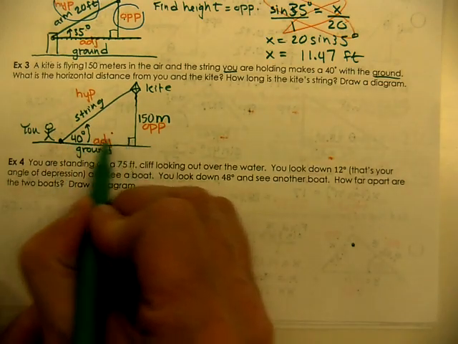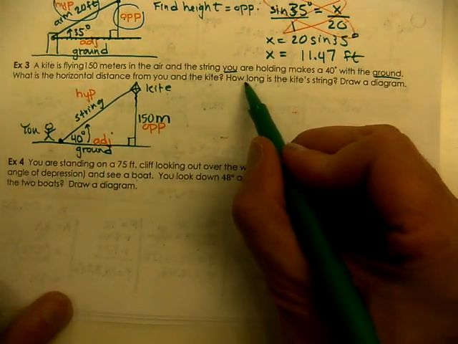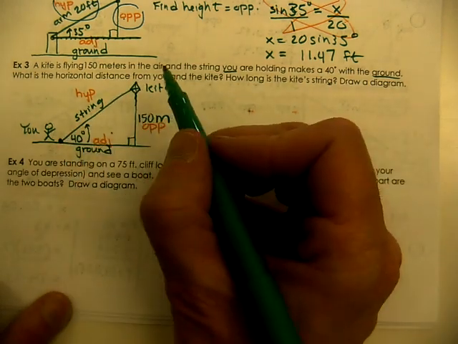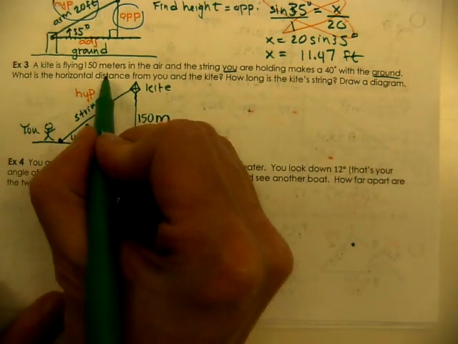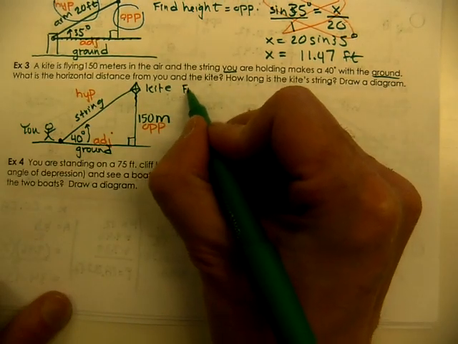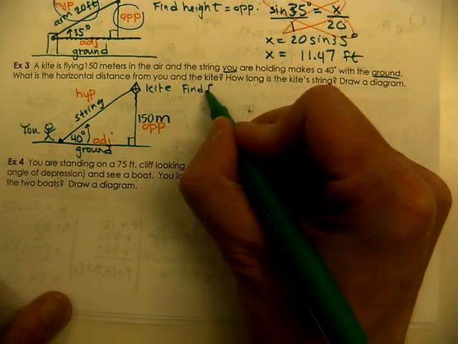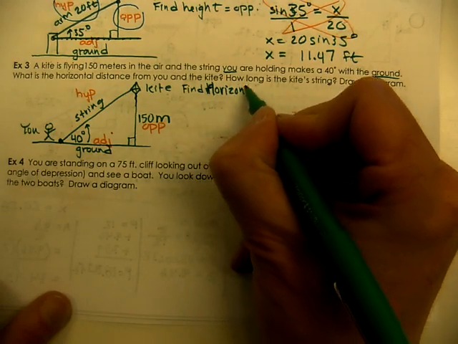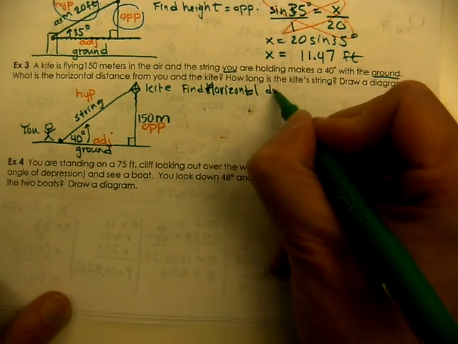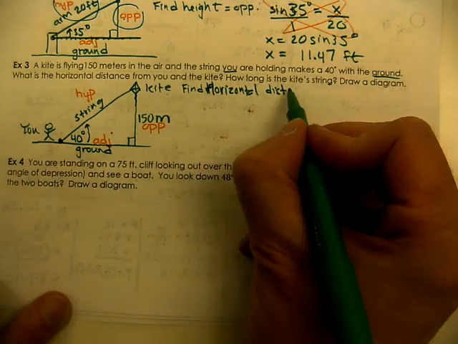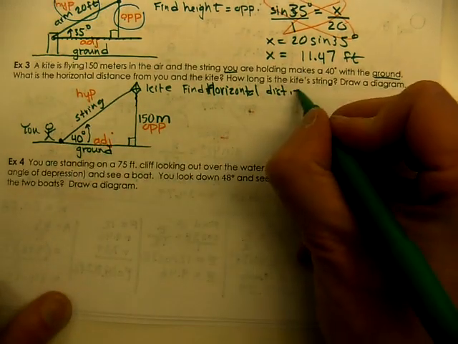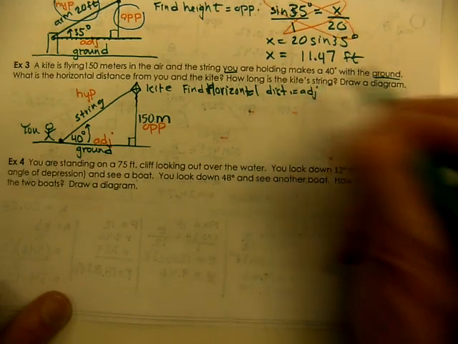So they want to know what is the horizontal distance. And then the second question is how long is the kite string? That's the hypotenuse. So there's two questions. So the first one is what is the horizontal distance? So it says find horizontal distance. Find horizontal distance means find the length of the ground. That's the adjacent side. So that's the adjacent leg that we have to find.